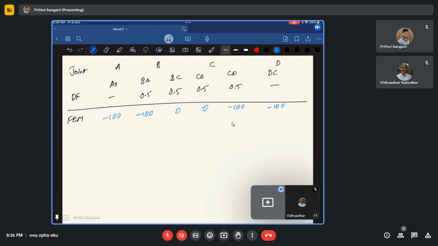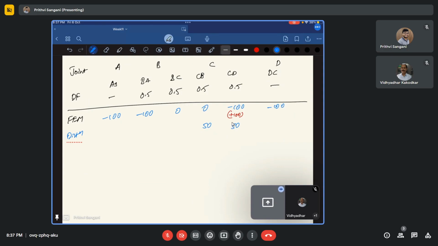What about the distribution? Once we have minus 100, look at joint C, where we have CB and CD. At joint C there is a net moment of minus 100, so I need to apply a plus 100 moment at joint C. From now onwards I'll just write plus 100 that I need to apply. If I apply plus 100 at joint C, it is going to divide between CD and CB as 50-50, because the distribution factor is 0.5.